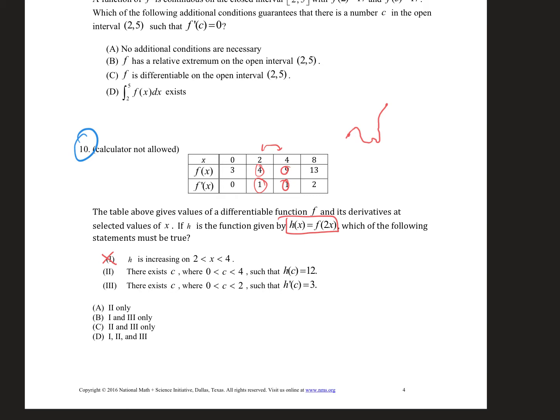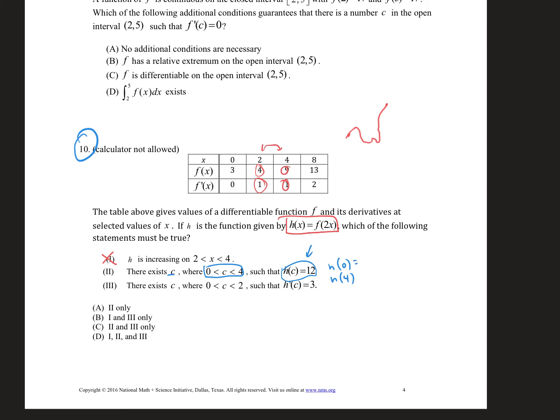Now, for parts 2 and 3, since we're trying to deal with h both of these times, it's really useful to get the h stuff so we can figure out what to do. So we're trying to figure out if there exists some c where x is between 0 and 4, such that h of c is 12. So we're talking about h of c. So I have endpoints 0 and 4. So I'm going to find h of 0 and h of 4 to start. Those are my endpoint y values. And why am I looking for y values? Because the question is asking about a y value. H of c equals 12.